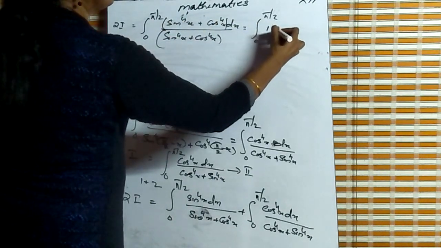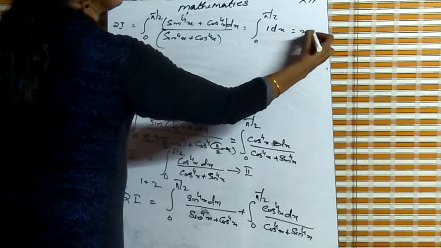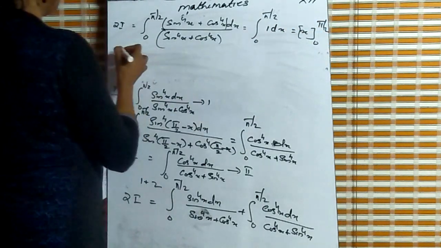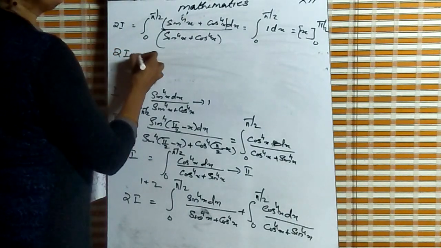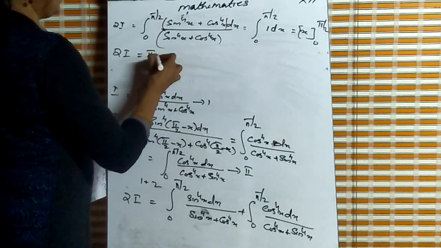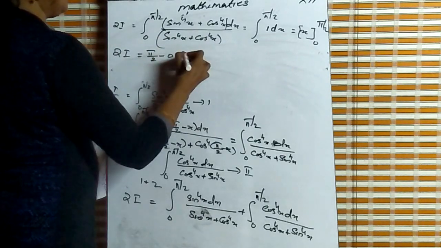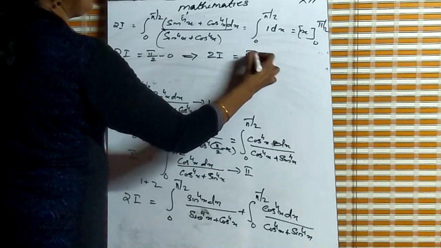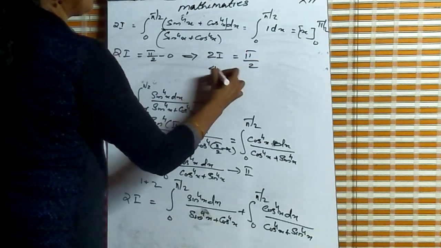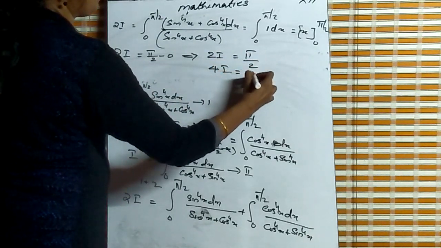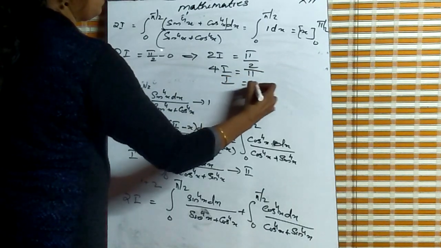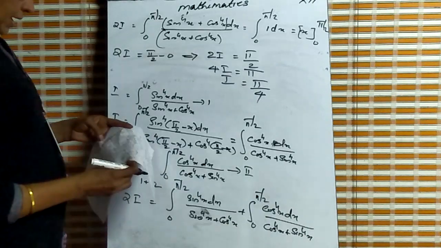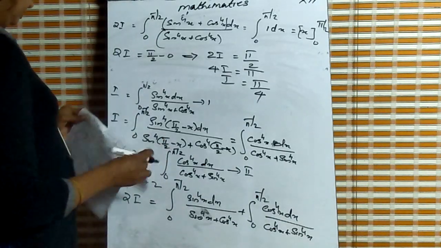The integral of 1 dx is equal to x within the limits 0 to pi by 2. Substitute the values. 2I is equal to x, pi by 2 minus 0, which implies 2I is equal to pi by 2. So, cross multiplication, 4I is equal to pi, I is equal to pi divided by 4. So the value is pi divided by 4.